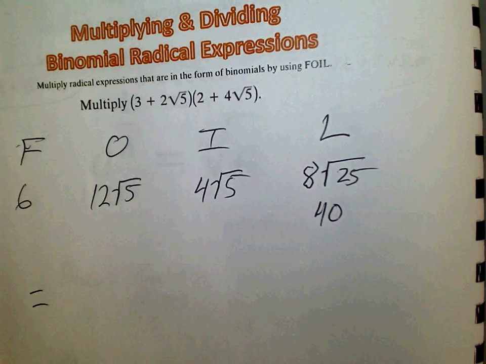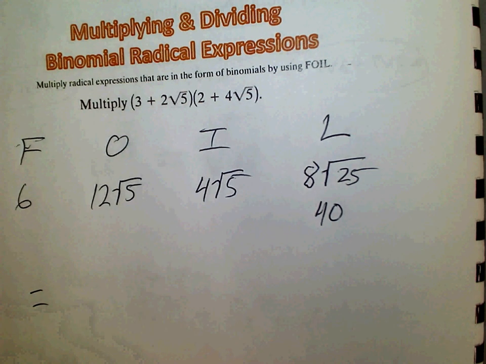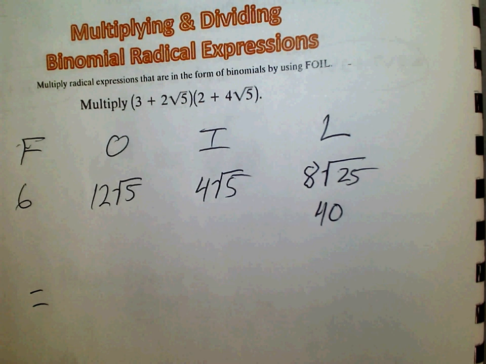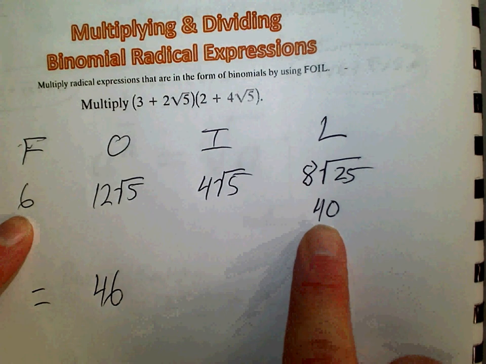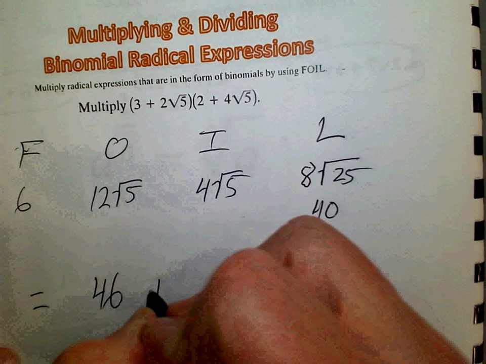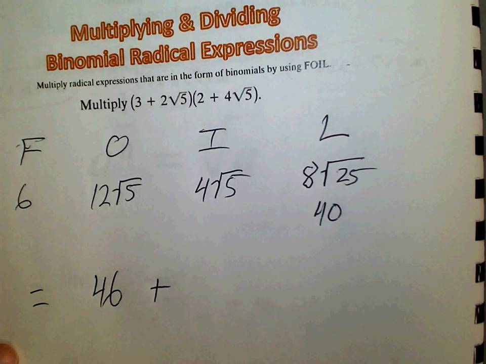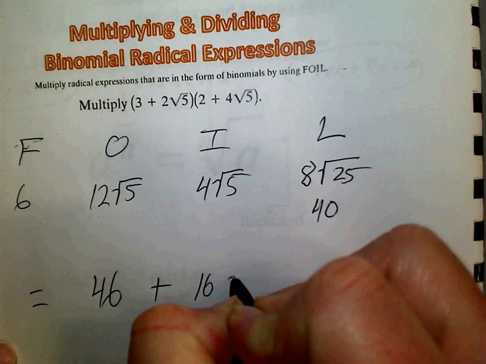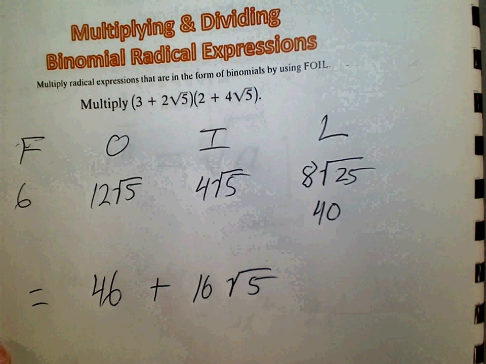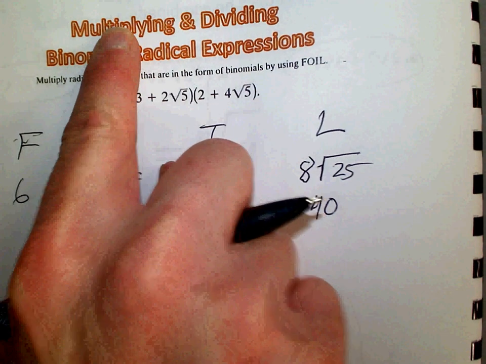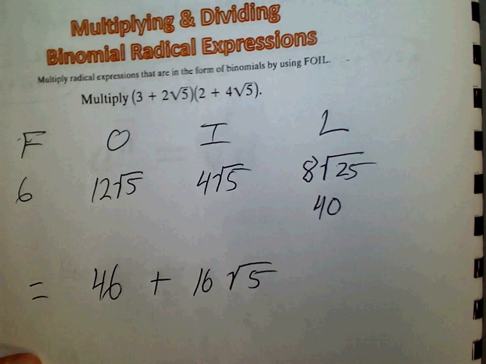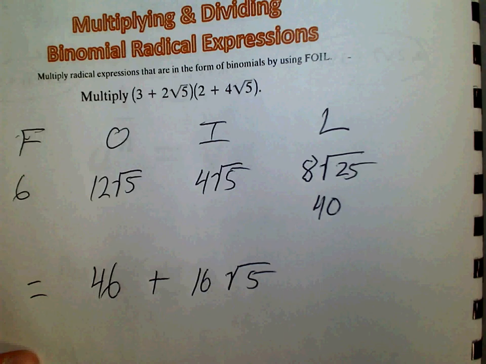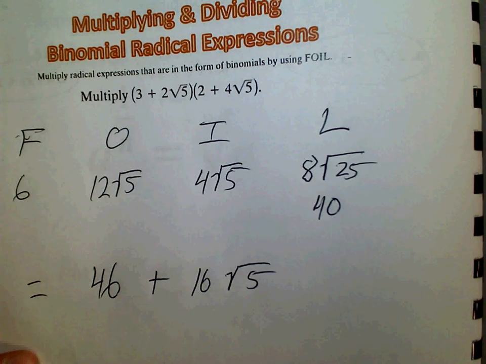What do you think the first number would be? 46. Good job. These things can both be combined. They're like terms. Plus, what do you think the next part is? Very good. That is what I could expect if I were to multiply 2 binomial radical expressions. Any questions on that one? You're writing it down?